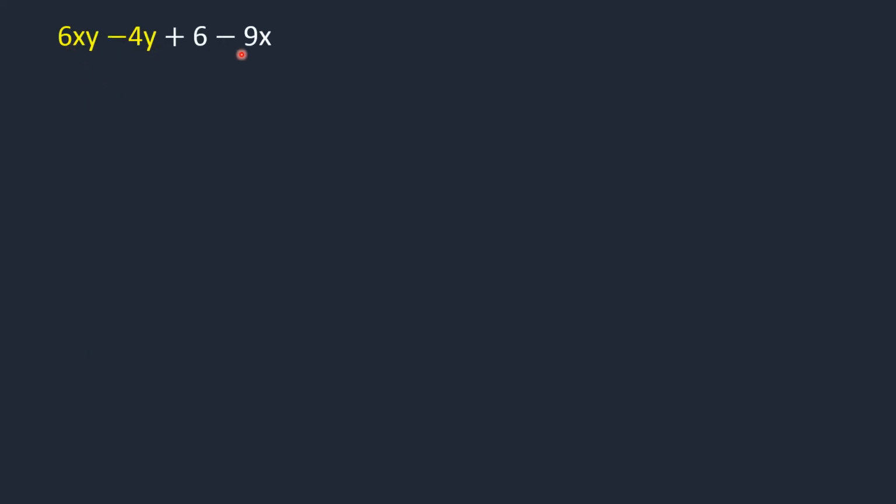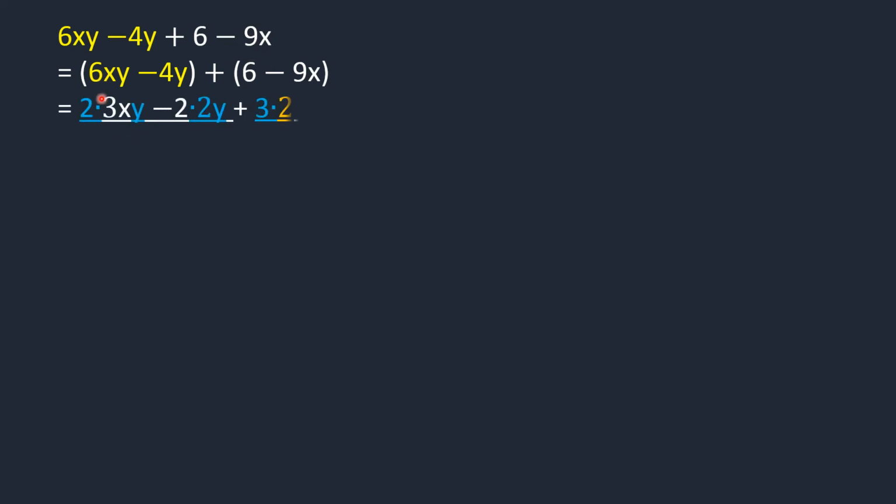Factorize by regrouping the terms 6xy minus 4y plus 6 minus 9x. There is no single common factor between these four terms. So we will make two groups of two terms each. First group has first term and the second term, and second group has third term and the fourth term. In the next step, we will factorize 6 as 2 into 3, 4 as 2 into 2, 6 as 3 into 2, and 9 as 3 into 3.